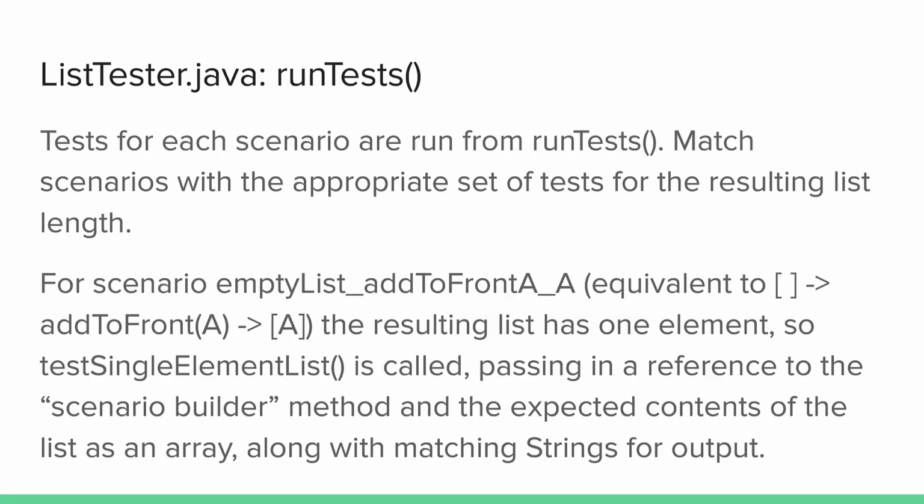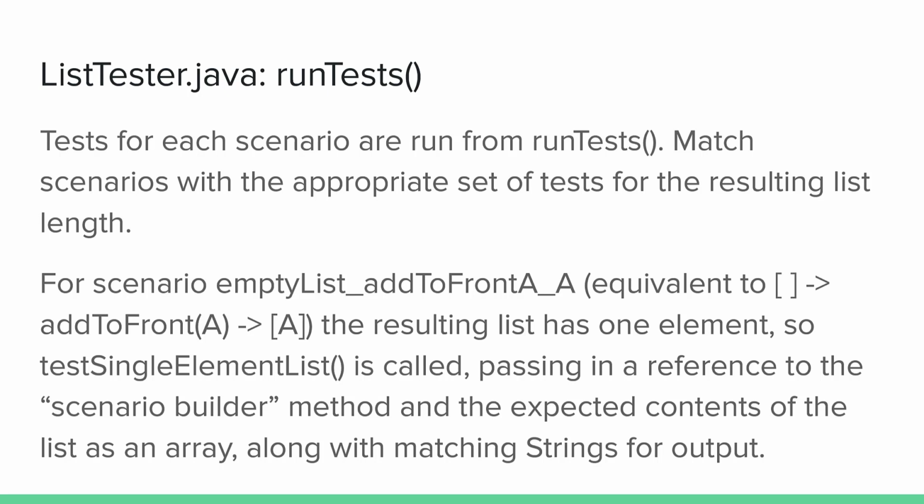In a method called runTests, I'm going to match up each of those scenario builder methods that we've already defined with its appropriate set of tests. For each particular size of resulting list, there will be a matching set of tests. For example, that scenario builder that we just looked at, empty list addToFront A, results in a list that contains one element. So I'm going to use the scenario builder that I created and pass it as an argument to another method called testSingleElementList that contains all of the tests that are appropriate for a single element list.